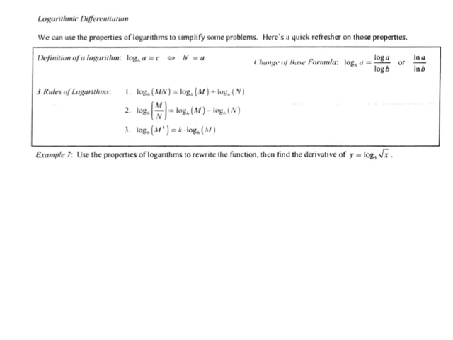Okay, example 7 says use the properties of logs to rewrite the function right here, and then take the derivative of it. Because right now our log function does not have a base of e. So to start out, I'm going to use a change of base formula.